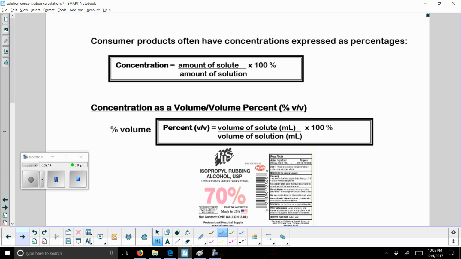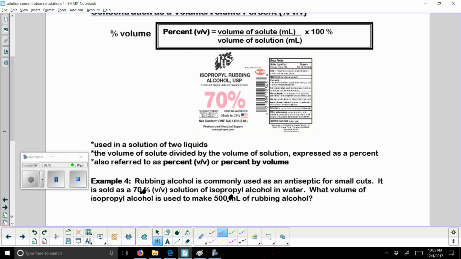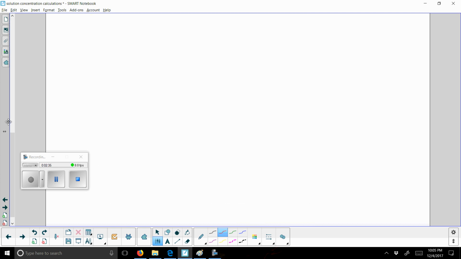So the first one we're looking at is volume. As we said, many times you look at two liquids mixed together, and it's easy to compare the percentage of the two. So we use a volume percent, and you look at the volume of the solute over the volume of the whole solution. Let's take a look at an example here.